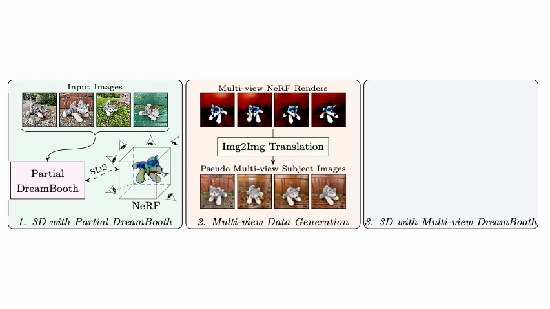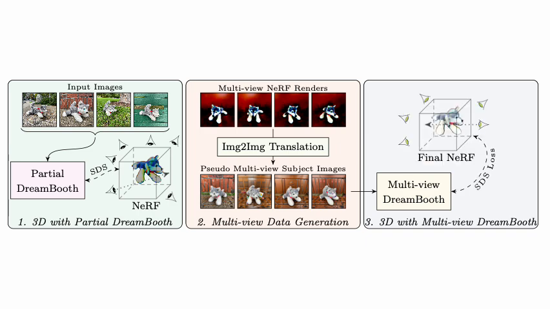We then render the NeRF volume from a set of predefined views and use a fully trained DreamBooth model to generate multi-view subject images using image-to-image translation. We use the generated multi-view images along with the input images to further fine-tune the partial DreamBooth, which we refer to as multi-view DreamBooth. We then use this multi-view DreamBooth to learn a final NeRF volume using the SDS loss. In addition, we also use a weak reconstruction loss to improve subject fidelity. Next, we show some results.